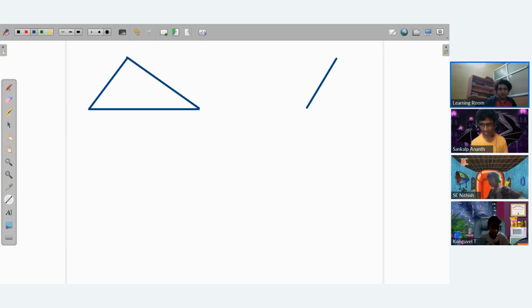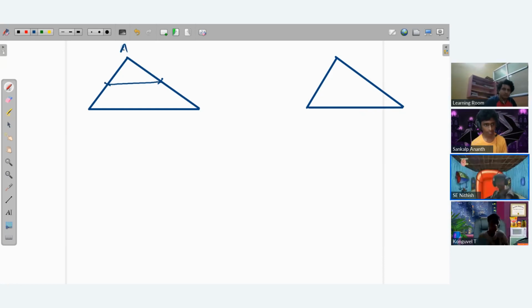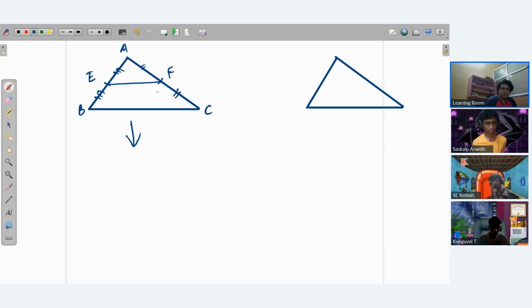I'll show you both of them. Probably it will give a better picture. Firstly, if you join the midpoints, this is given, then it's going to be parallel. This is equal to this one, this is equal to this one. From this, you can tell that this is E, this is F. If you join the midpoints of two sides, then EF is parallel to BC and EF is equal to half of BC. Is that fine?